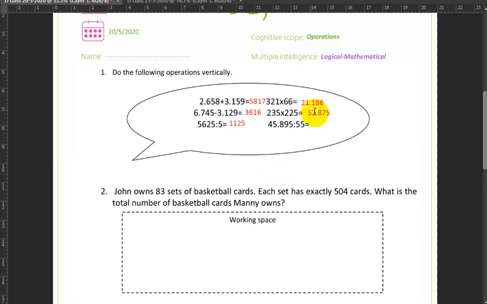Lastly, we have a division with a 2-digit divisor, so let's get into that. Okay, so 45,895 divided by 55, 45,895 divided by, no, that's not very useful.